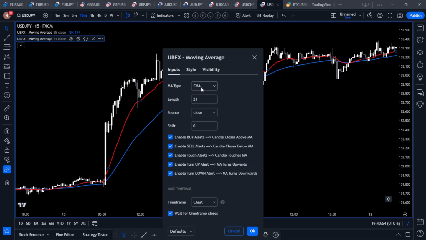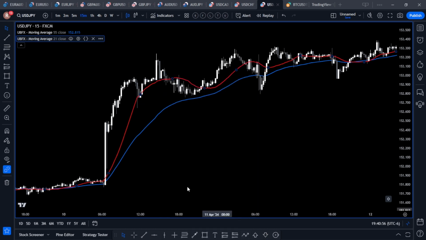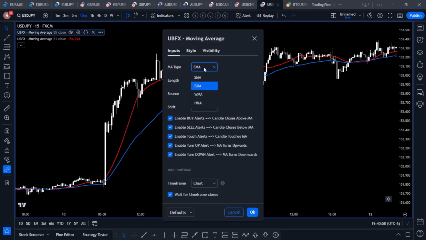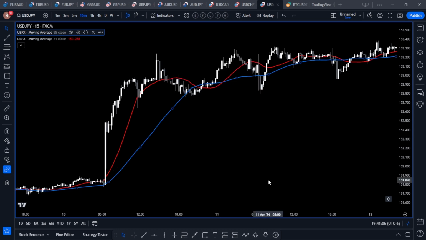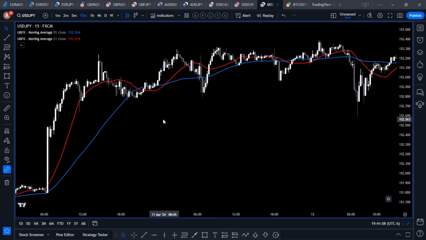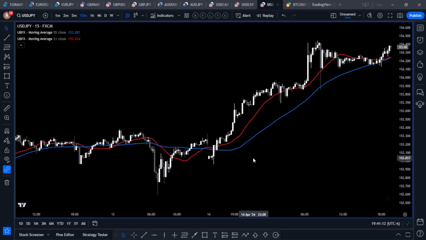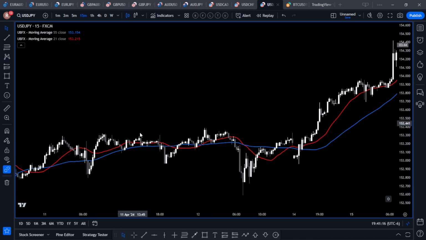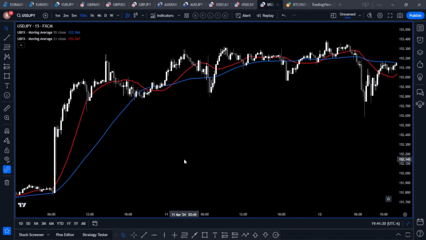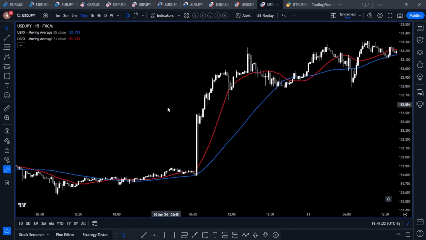So let's make this one an SMA. We'll make the 55 an SMA as well. So now we have these moving averages as simple moving averages, and we get the same kind of information. Now, I prefer the EMAs for the most part because we don't get a lot of this crisscross, not in the same way that the SMAs do, but the information is there, the same kind of information.